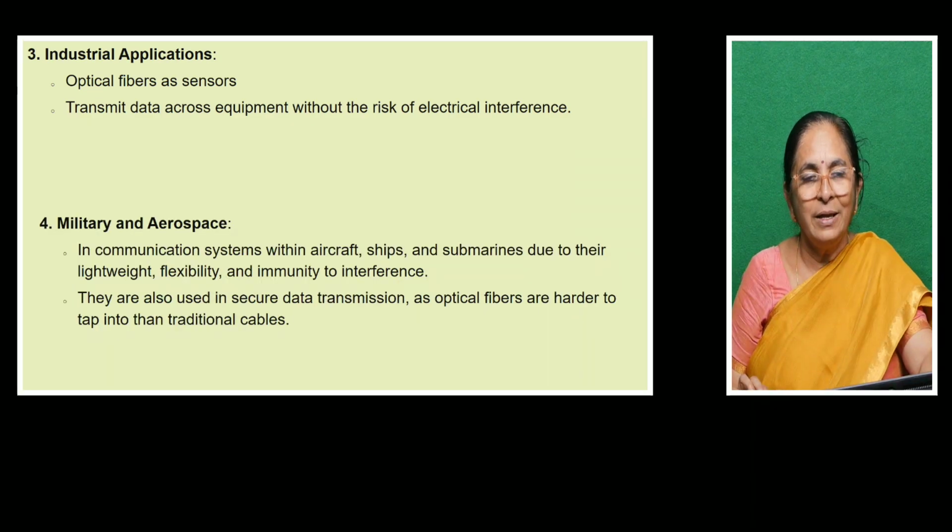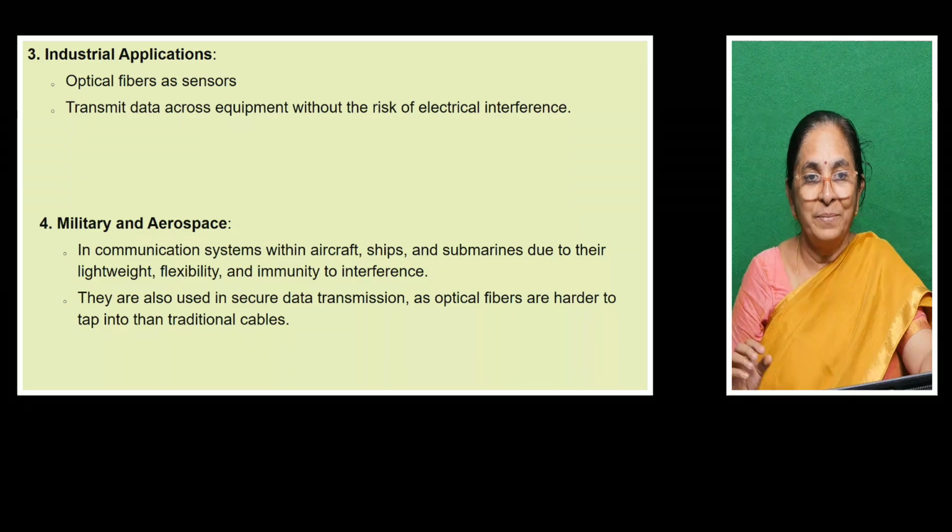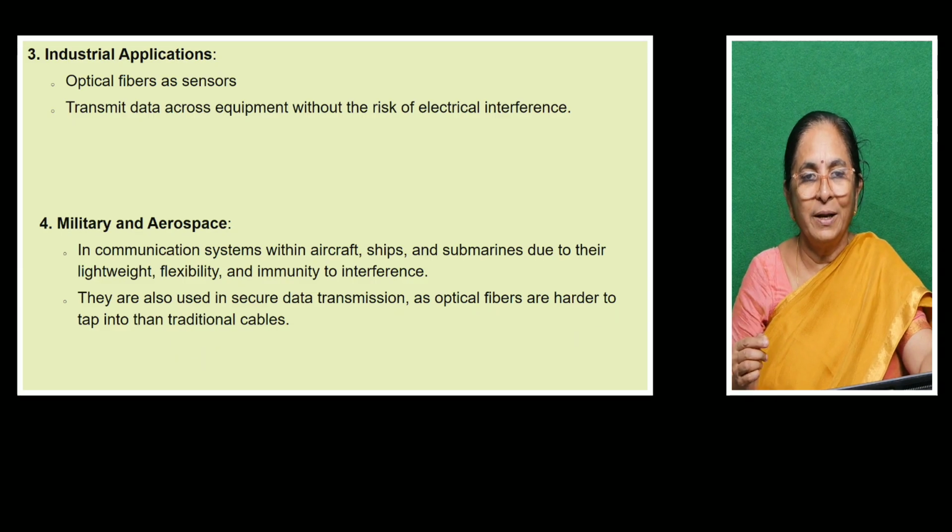And in the military also, they use them for communications inside the aircraft, ships and all, submarines. They can use these optical fibers to communicate with each other. For weapon making, everything also, optical fibers are highly useful. The optical fibers are very lightweight, flexible and have immunity to environmental interference. So we can use these optical fibers in military, in aircraft, ships and etc.